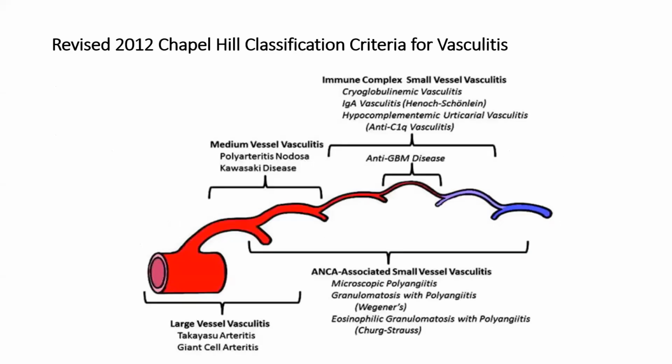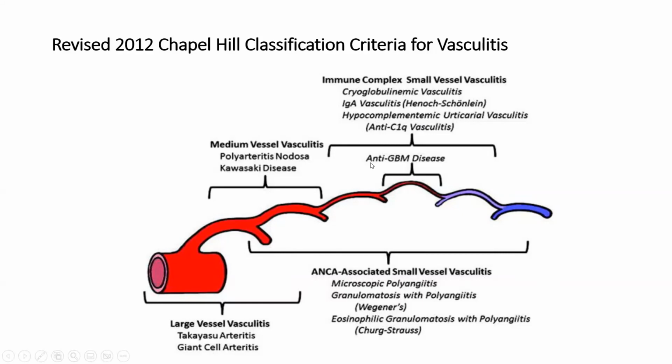The classification, which I believe most of us know, this diagram is probably familiar to a lot of us. The classification we use is the revised 2012 Chapel Hill classification criteria for vasculitis. What it does is divide the vasculitis according to the size of the vessels. So you've got large vessel vasculitis, which comprises Takayasu's arteritis that we saw a case of earlier, and also giant cell arteritis. And then medium vessel vasculitis comprises polyarteritis nodosa and Kawasaki disease, which we do not see here because it's mainly a disease of infants.